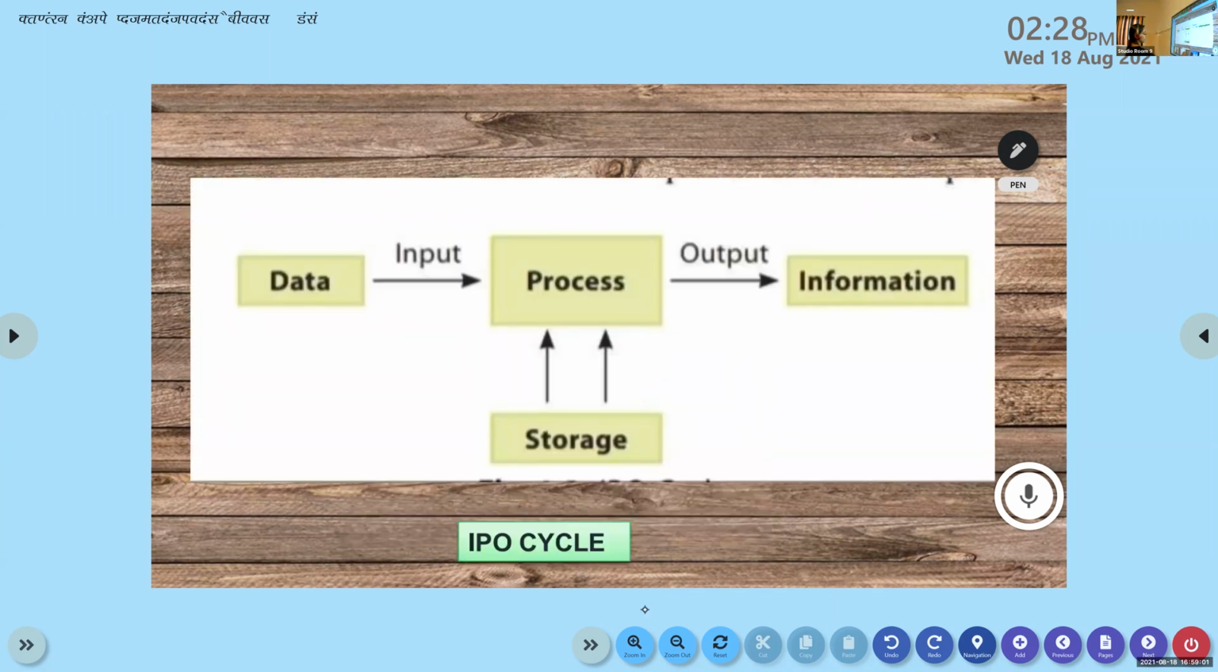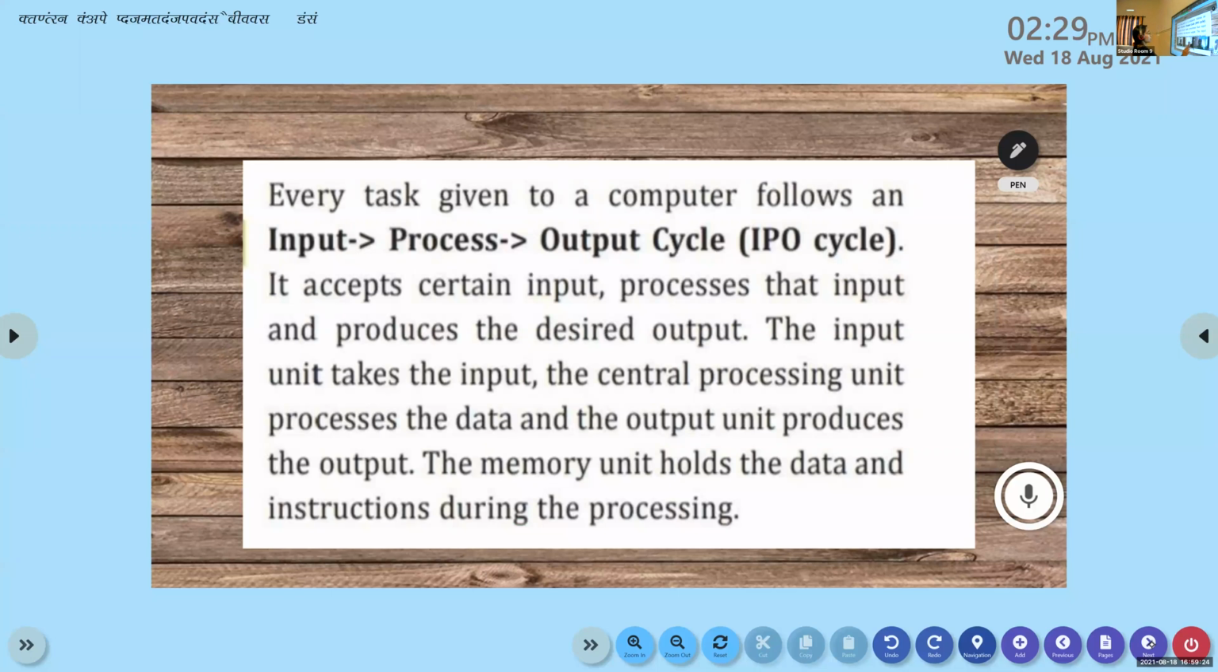Now, here you can see the IPO cycle, input output processing cycle, which means that from childhood we are learning that we give input, processing is done, and we get the output in the form of information. We input data, we get the output in the form of information. So let's look at the definition. IPO stands for input, process, output cycle. Every task given to a computer follows this cycle. It accepts input, it processes the input, and after that it gives us the output with the help of an output device.